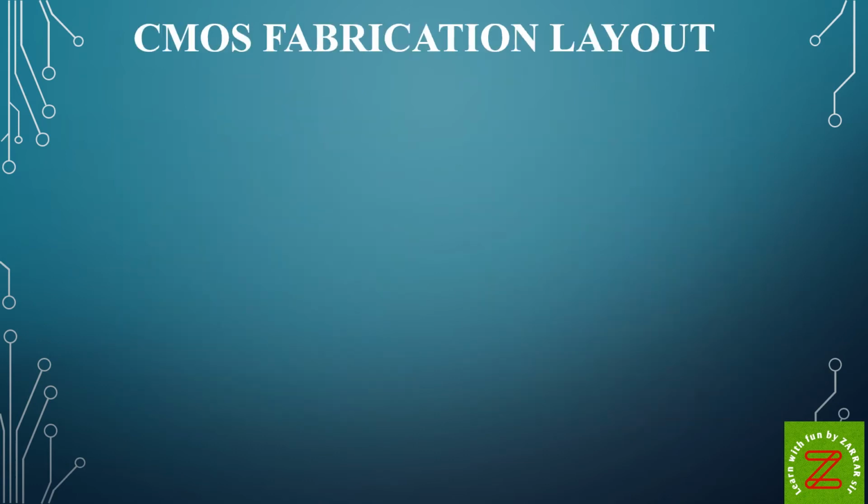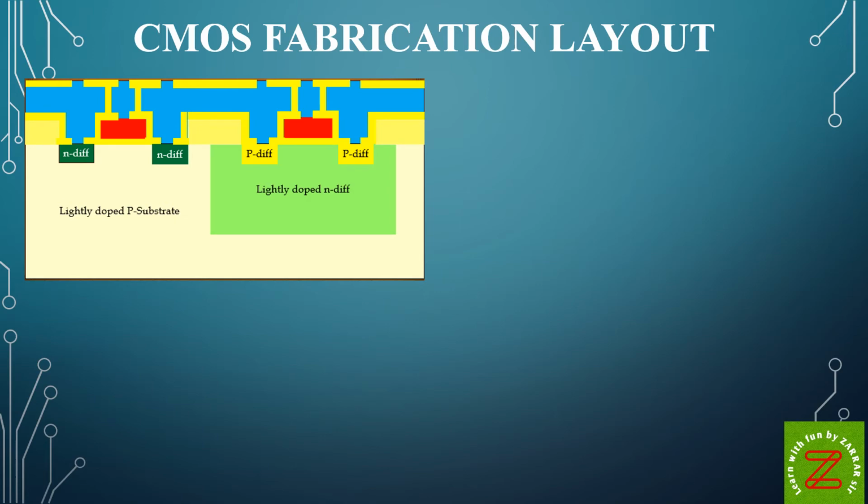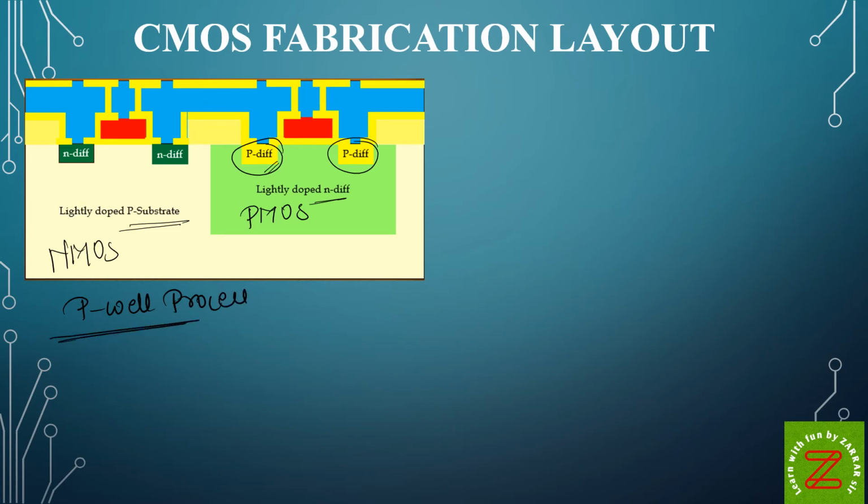So let's start with fabrication of CMOS. In CMOS fabrication, this is the first way in which we can fabricate CMOS, which includes a P substrate and N diffusion. If the P substrate is there, that means the given MOSFET is NMOS. And inside NMOS, we have something called N diffusion, and now here P diffusion. If the diffusion is P type, that means this is PMOS. So inside NMOS we have PMOS. This means this is the P well process. Okay, this is my P well process. So this is one way of fabricating CMOS.